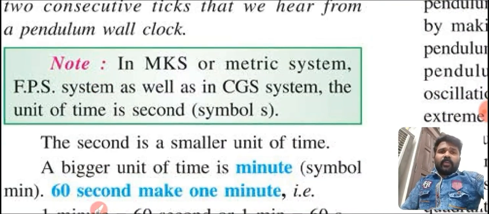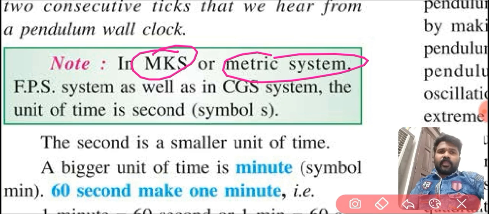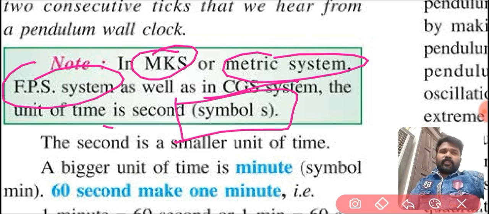In the MKS or metric system, the FPS system as well as in the CGS system, the unit of time is second, and its symbol is S, that is second.